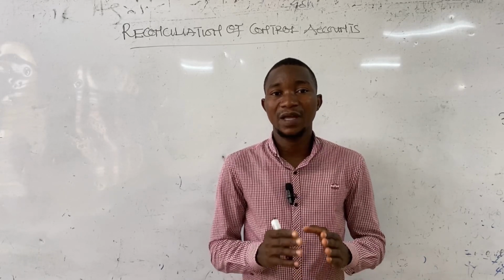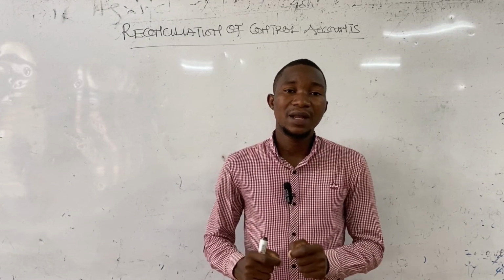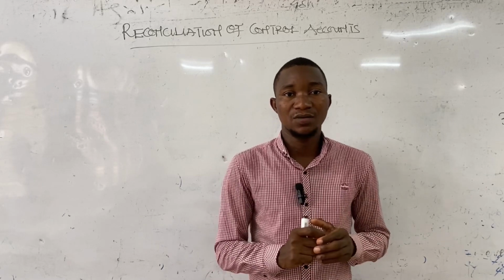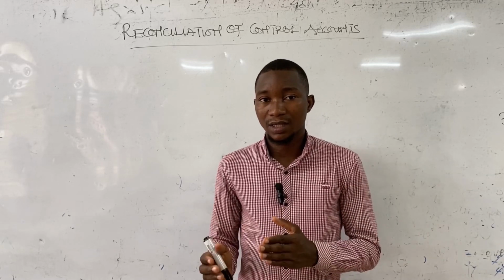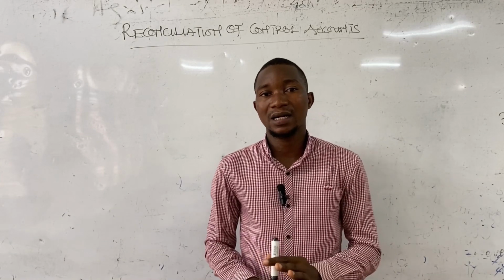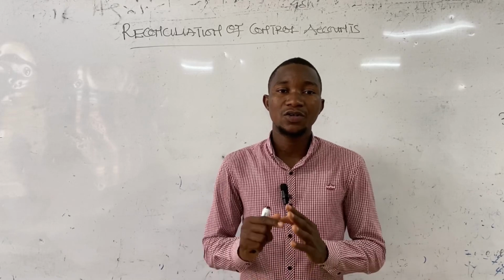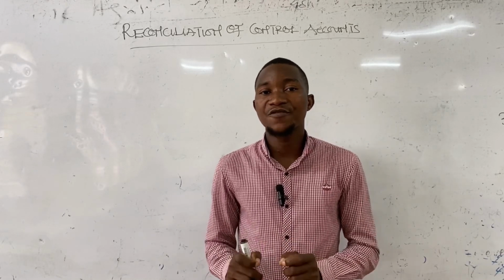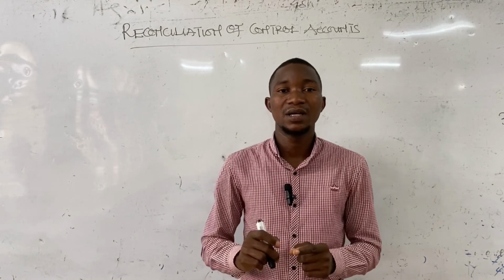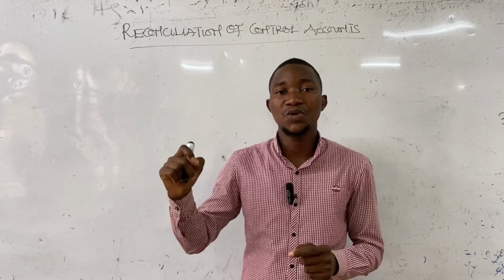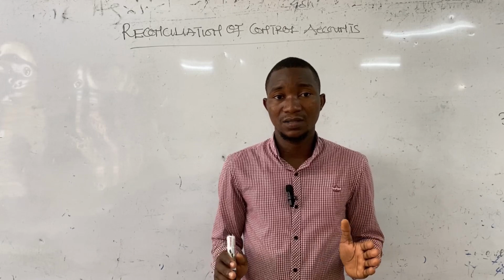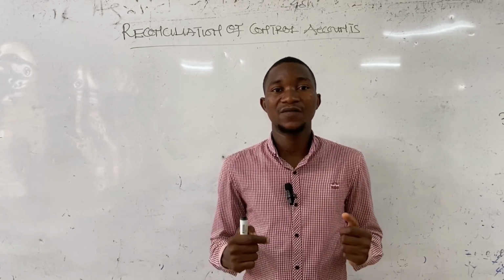But sometimes, after preparing the control account, the closing balance that we ascertain might be different from the closing balance on the individual ledger account. When I talk about the individual account, I'm talking about the individual debtors and creditors accounts. A control account is a summary of all entries made in the individual accounts. This means that the closing balance we ascertain is supposed to be the same as the total of the individual balances in the ledger account. Is that okay? So if they are not the same, then we have to reconcile.